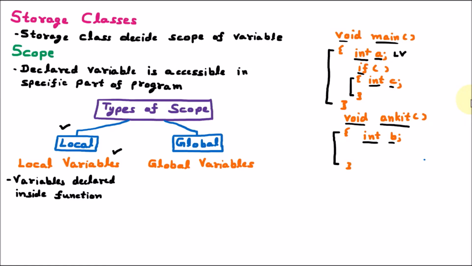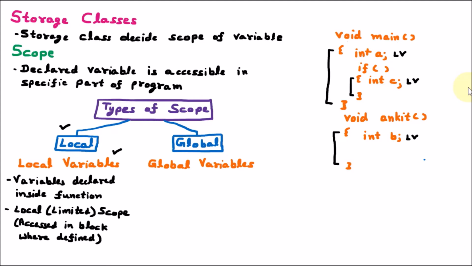Again, int c. C is the part of a block, which is if, which is inside the function. That is also called the local variable. Similarly, if we talk about int b, so here it is the part of function Ankit. So here this is the local variable. So these three are the local variables. The next thing, if we talk about the local variable, is that they are having the local scope or the limited scope. Limited or local scope means if I am declaring a variable in some block, the variable is only accessible in that block only.